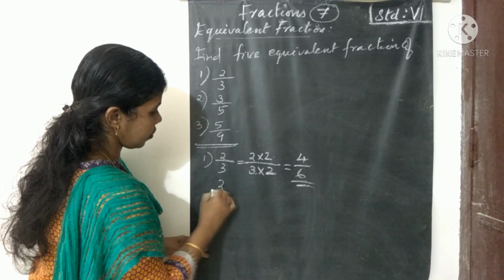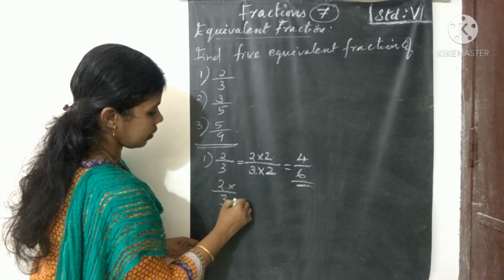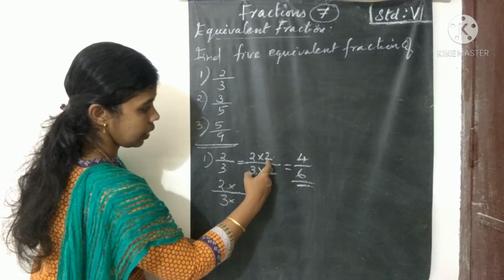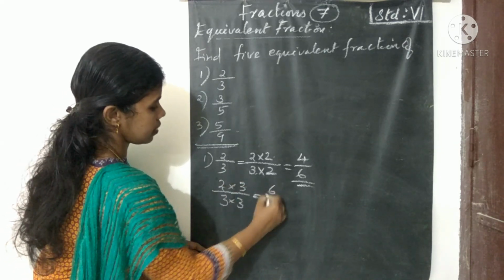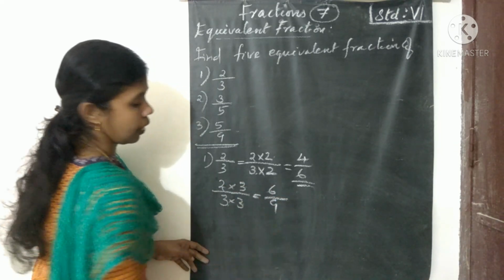Then next, 2 by 3 multiplied with what? Multiplied with the next natural number 3. 2 into 3, 6, 3 into 3, 9.